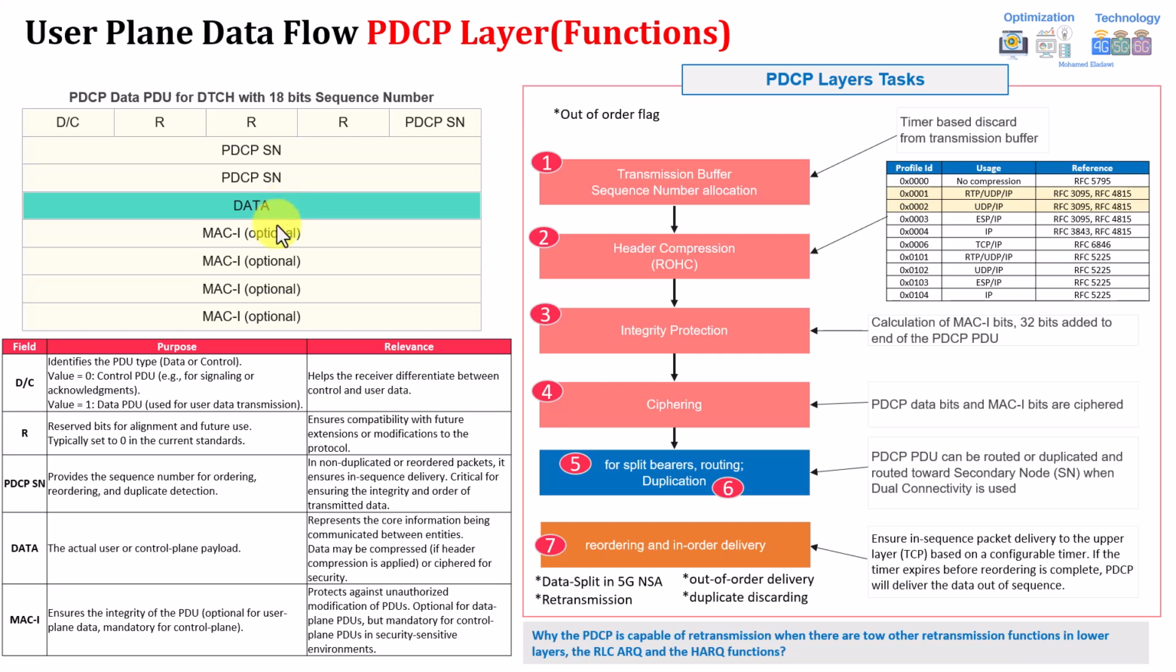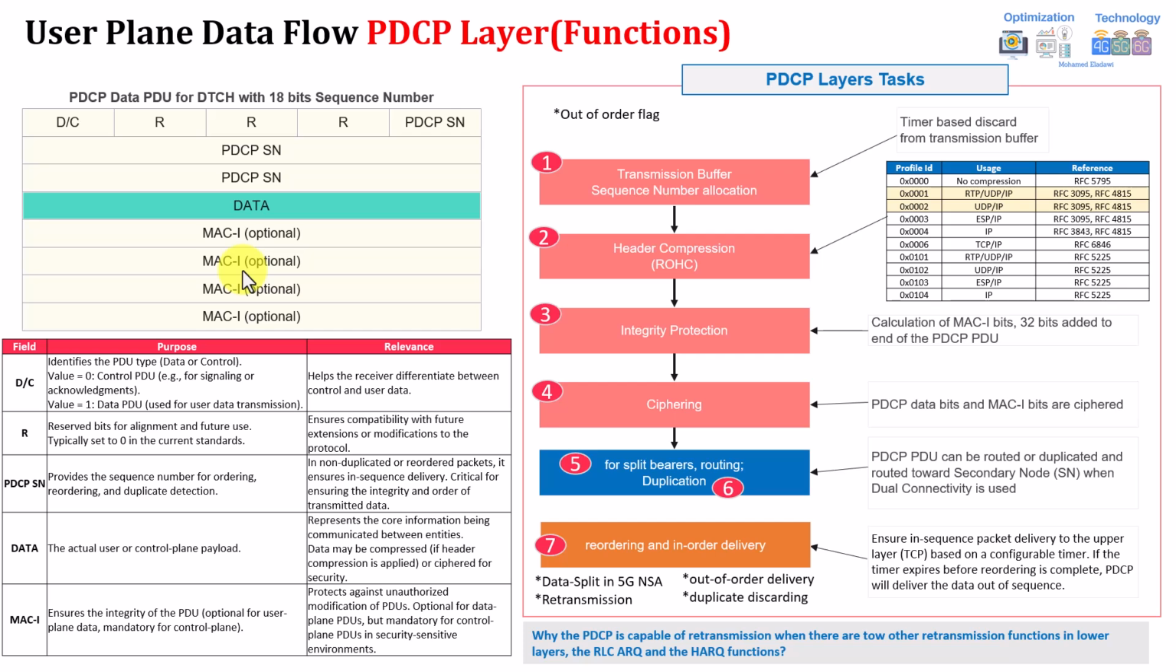And the third one is data, and you have this MAC-I. This MAC-I is used for integrity and ciphering. It's a kind of value added for integrity protection and ciphering, and this is optional for the data radio bearer. It's not a must, it's optional.